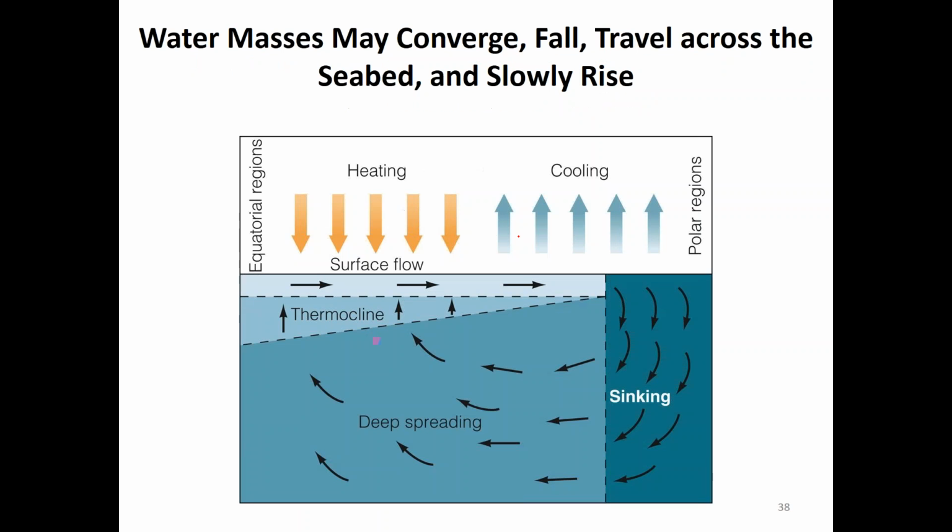Okay. And here's another simplified diagram of it. So these are the polar regions where the water becomes very cold, very dense, and it sinks. Okay, and then it begins to rise in the equatorial regions where it heats up. This cold water absorbs heat. It heats up, and then it cools down, releases heat, and sinks.